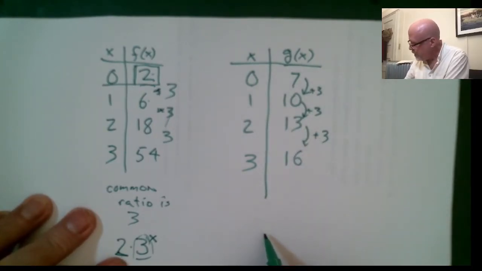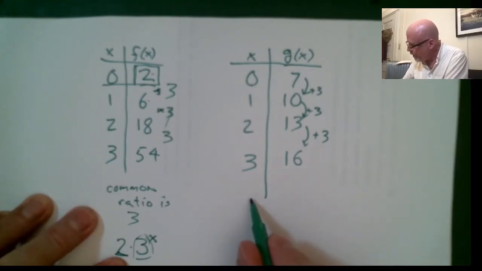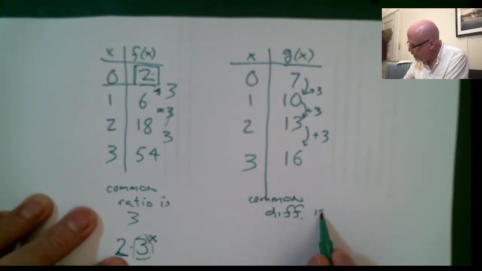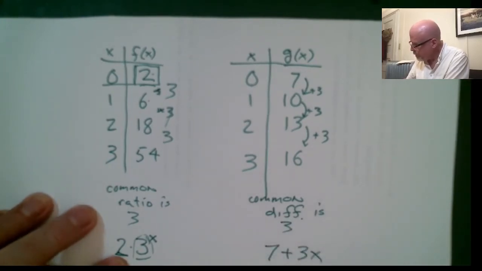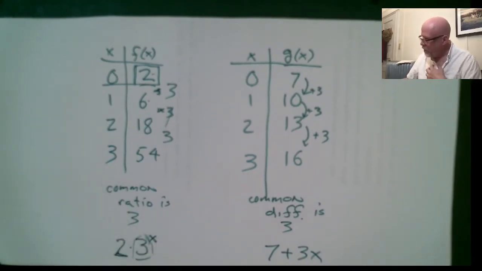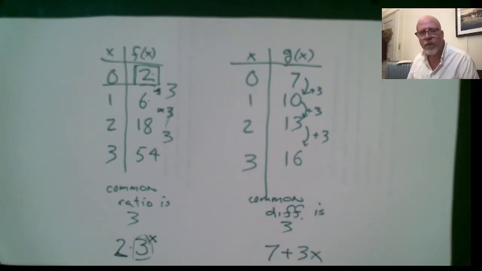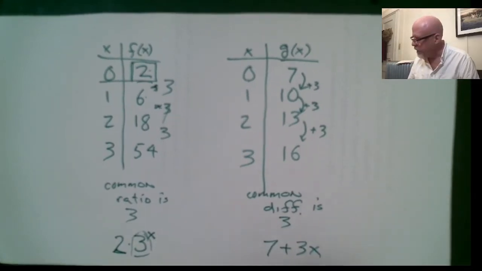So this guy's formula, I guess I should write it all out. Common difference, I'm going to abbreviate that, is 3. And the formula ends up being 7 plus 3 times x. Both of these are easy enough to check somewhere along the line, if you didn't believe in that. It can be checked easily enough.